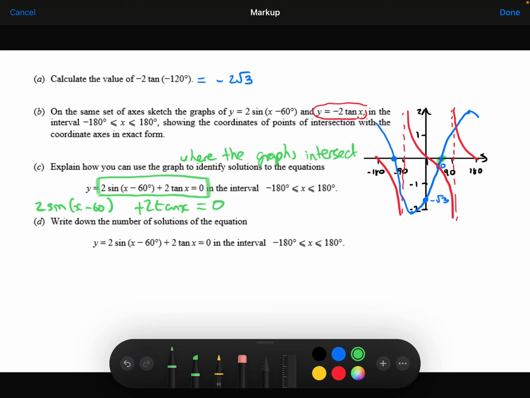And part D, write down the number of solutions. So how many solutions actually are there? How many times do they intersect? Well, I can see they intersect once clearly here and once again over there. So there are 2 solutions between minus 180 and positive 180.